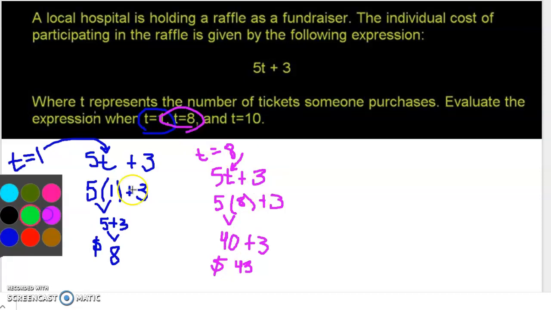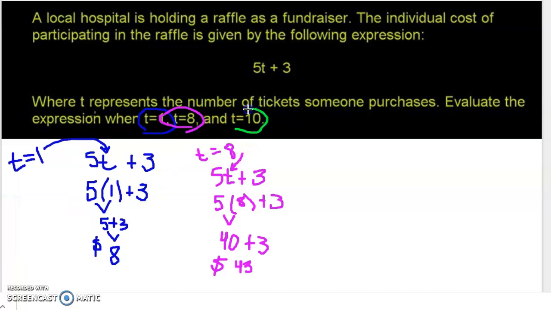Last but not least, I have t equals 10. So now I'm going to go ahead and buy 10 tickets. So I'm going to put my t equals 10 over here. I'm going to once again rewrite that expression of 5t plus 3. And now I know my t value is equal to 10. So that number of tickets is now 10. So I'm now going to replace that t. So instead of 5 times t, it's going to be 5 times 10 plus 3.